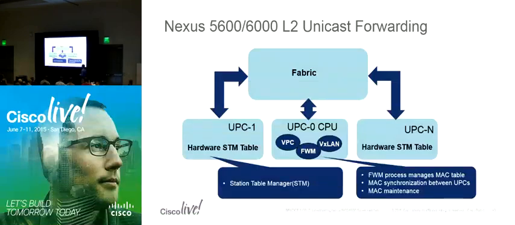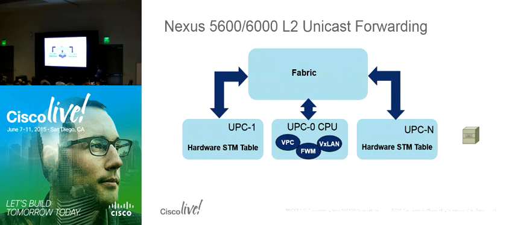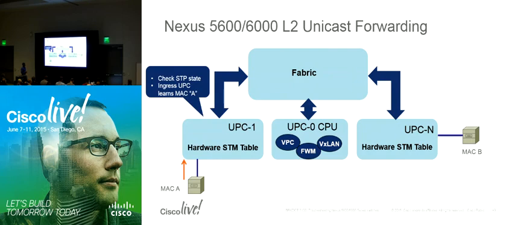So let's see how MAC learning works at a very high level. For this argument's sake, let's say MAC B is already learned on the system: UPC has this, CPU has this, and UPC1 has this MAC address B learned. Now let's say a server with MAC A comes online and sends traffic towards the server with MAC B. The first thing we have to check on the ingress ASIC is the spanning tree state, because if the VLAN is not allowed or spanning tree is blocking, we cannot forward this traffic.